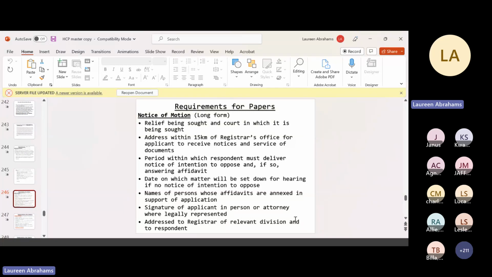Do I have any questions on that? I'm still going to go into the requirements of the papers, but at this juncture, there's a hand up. Sorry, Janus, I didn't know your hand was up. You can ask. No, counsel, it's perfectly all right.